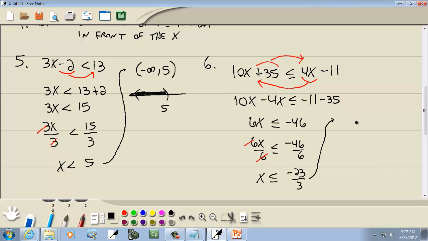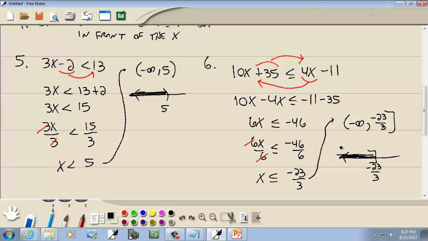Interval notation, it's going to negative infinity. Less than or equal to, so it includes the negative 23 over 3, so I'll put a bracket on it. Graph-wise, bracket on negative 23 over 3. Down here, bracket on negative 23 over 3. And I'm shading it to negative infinity.